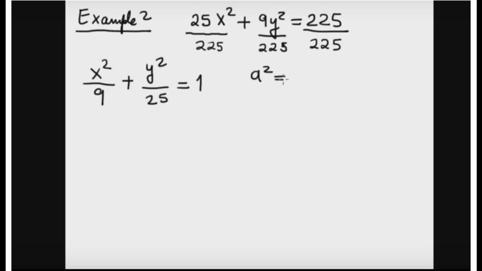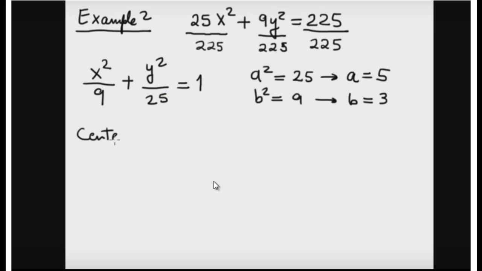Now you consider a squared is 25, it's the bigger number, between 25 and 9 the biggest is 25, so a is 5, and b squared is 9, so b is 3. In this case you can see the major axis lies on the y-axis, because the bigger number is associated with the y-value. The center again is the point 0, 0. Now the vertex is located on the y-axis, therefore it is 0, 5 and 0, -5.